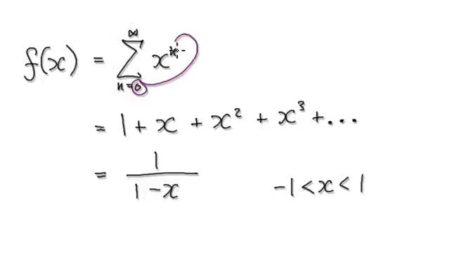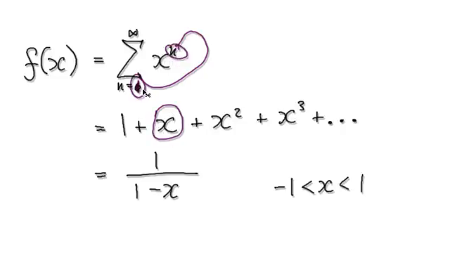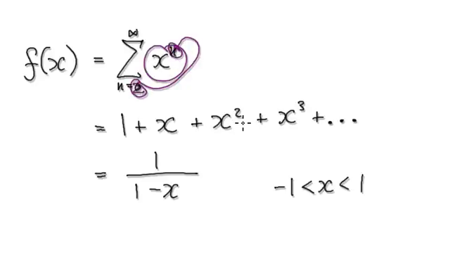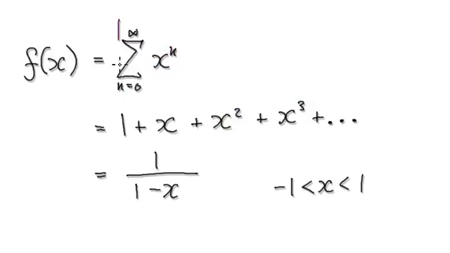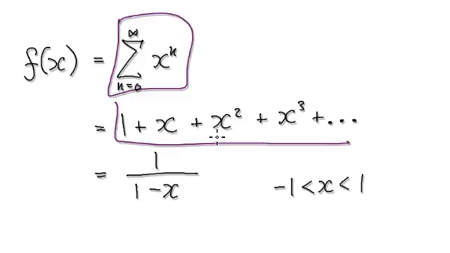So when n equals 0, put it into here, x to the power 0, it will be 1. When n equals 1, put the 1 into here, that will be x to the power of 1. That's this thing here. When n equals 2, put the 2 into here. That will be x squared, and so on, all the way to infinity. Okay, so this series will give us this, and you should recognize that.